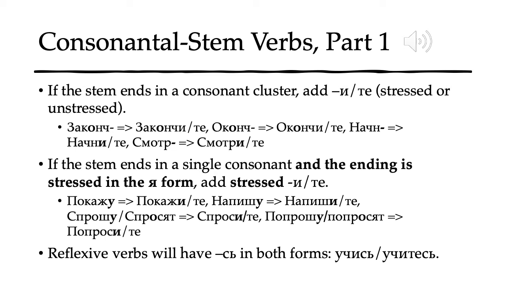And these are all commonly used verbs in the imperative. So покажи, напиши, спроси, попроси. You want to know all of those. Those are important to know for the imperative. If you have a reflexive verb, both forms are going to end in a vowel. So we're going to add some мягкий знак to form the reflexive. Учись, учитесь.